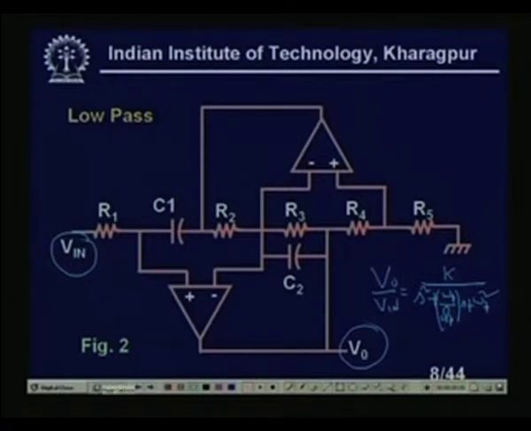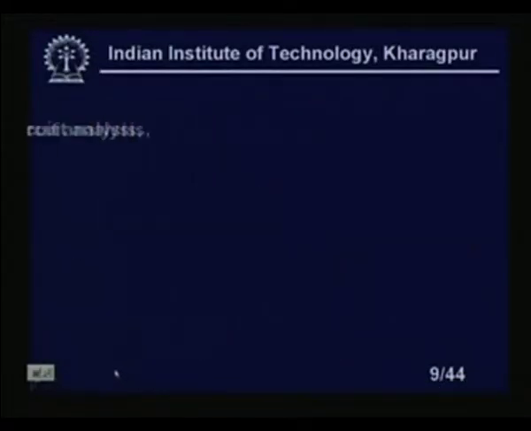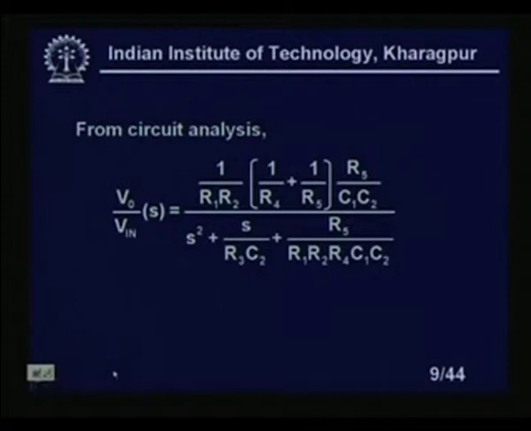Now, if I try to analyze these circuits, for circuit analysis I can find that V naught by V in is 1 by (1 upon R1 R2) multiplied by (1 upon R4 plus 1 upon R5) multiplied by R5 C1 C2, and upon S square plus S by R3 C2 plus R5 by R1 R2 R4 C1 C2. Clear?